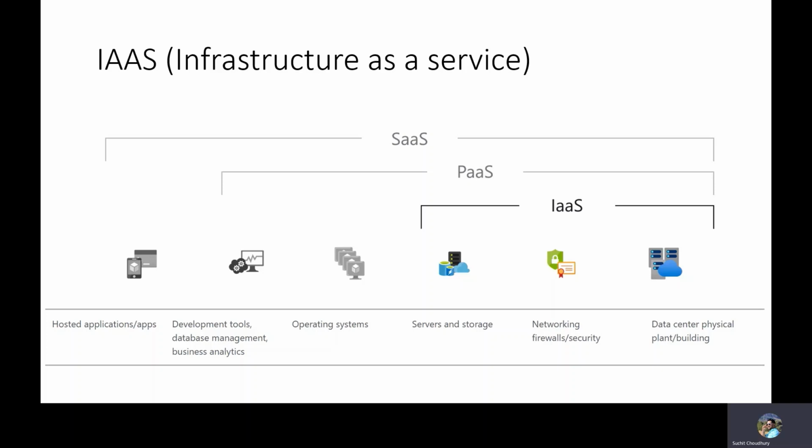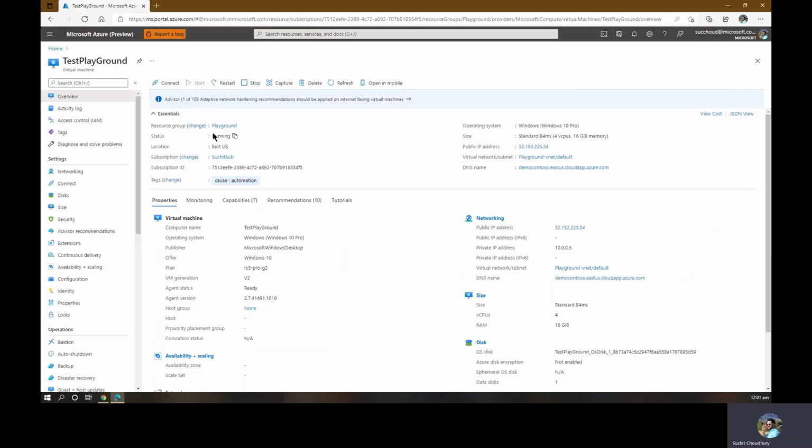IaaS quickly scales up and down with demand, letting you pay only for what you use. It helps you avoid the expense and complexity of buying and managing your own physical servers and other data center infrastructure. Take a closer look at Azure Virtual Machines, which is an infrastructure as a service offering on Microsoft Azure. Azure VM or virtual machines provide improved operational efficiency for your business and mission-critical workloads on both Windows and Linux environments.